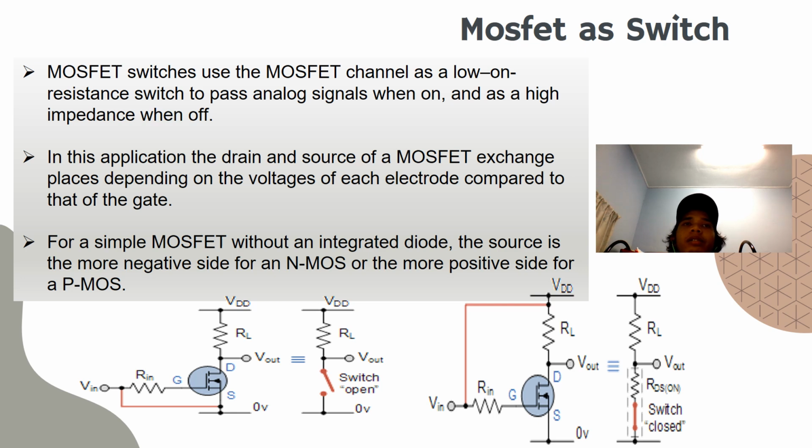MOSFET as switch. A MOSFET switch uses the MOSFET channel as a low on-resistance switch to pass analog signals when on, and as a high impedance when off. In this application, the drain and source of the MOSFET exchange places depending on the voltage of each electrode compared to that of the gate. For a simple MOSFET without an integrated diode, the source is the more negative side for NMOS or the more positive side for PMOS. You can see the example for open switch and closed switch MOSFET in the slide.